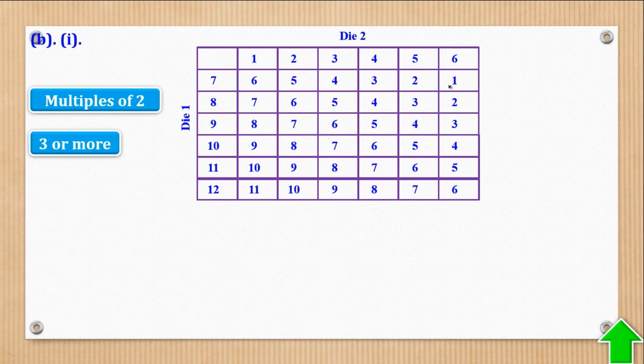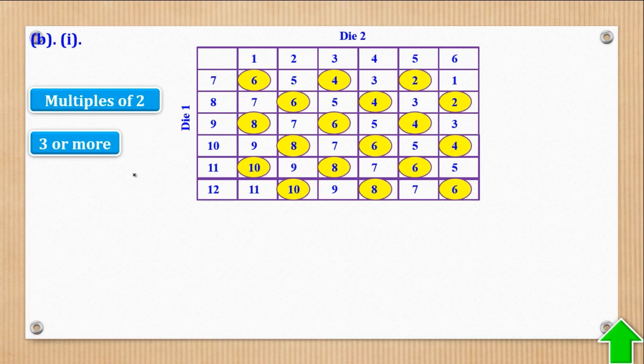Then Roman 2, they asked for multiples of 2. So in those values, we shall identify the multiples of 2. And those are the multiples 4, 2, 4, 6, 8, and 10. So you have to count all of them. There is, okay, 1, 2, 3, up to 18. So the event is 18 over the total.